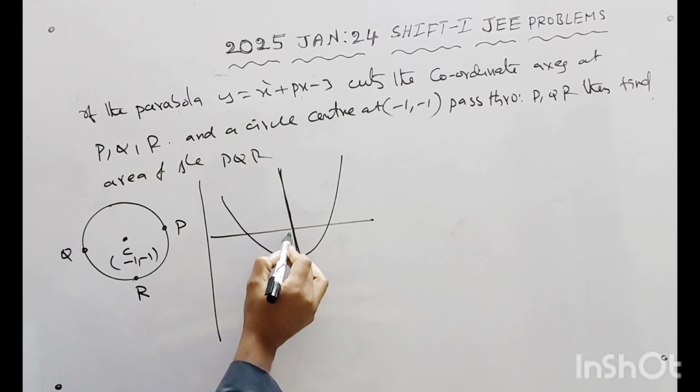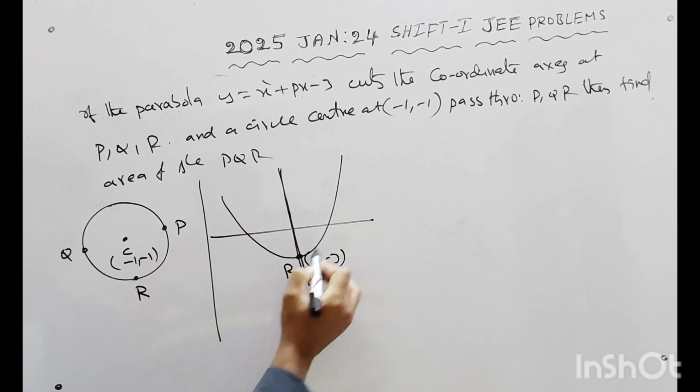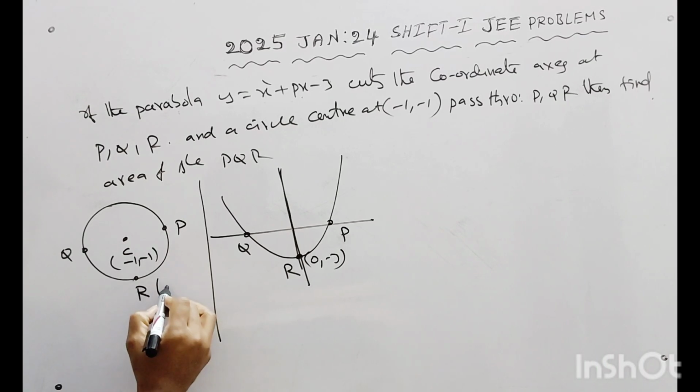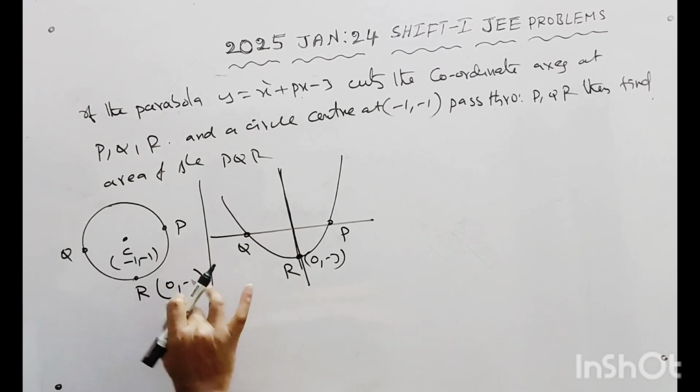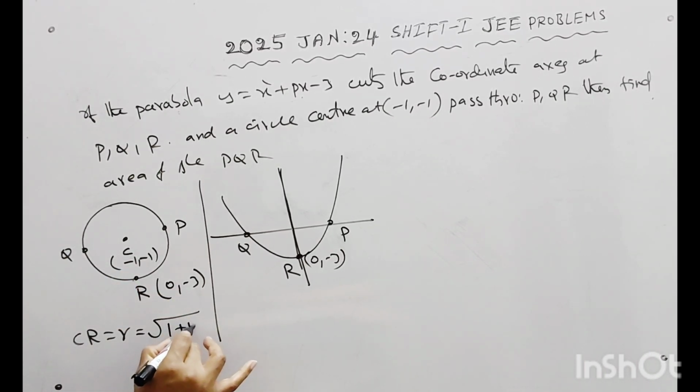Like this, this is -3, so this length is -3. That's why this is 0 comma -3. This is the point R, this is the point P, and this is the point Q. So the R point is 0 comma -3. The distance CR is the radius. Find the radius: square root of 1 plus 4, so CR is root 5.